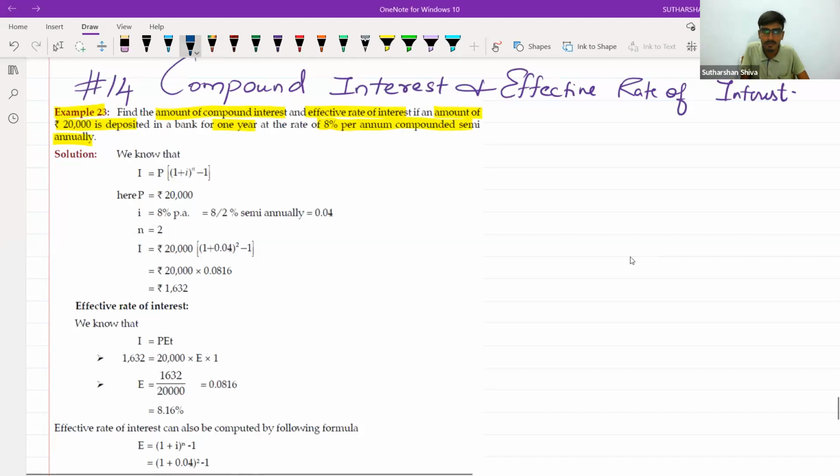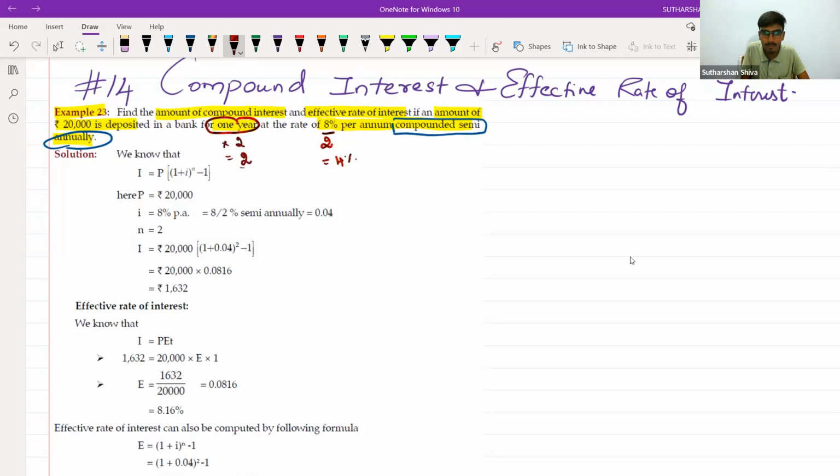semi-annually. Whenever I come across semi-annually, the first thing that comes to my mind is that the rate of percentage will be divided by 2, that is 4%. My 1 year should be multiplied by 2. So 1 2s are 2, obviously it is going to be 2. So n is equal to 2, r is equal to 4%. They are asking first for compound interest.